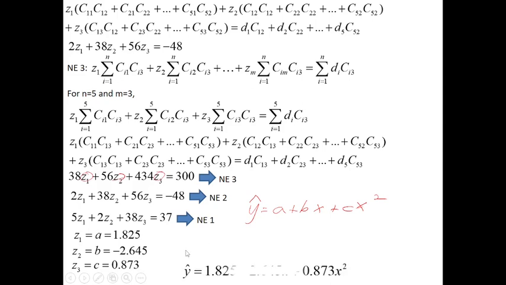That's it. So, therefore, this will now be our final answer. y hat is equal to 1.825. Okay, b is negative 2.645, so minus 2.645x. c is 0.873, plus 0.873x squared. So, yan yung ating fitted equation, no? Dun sa set of points. Fitted equation, fitted curve equation, okay?